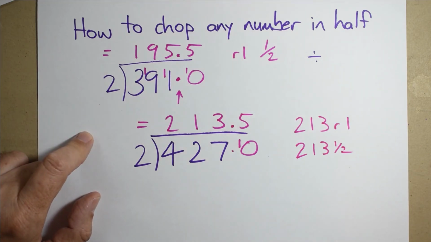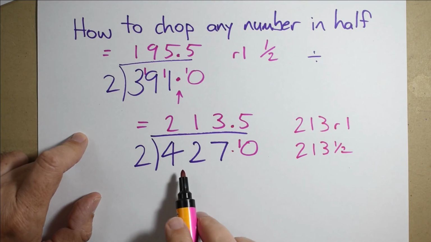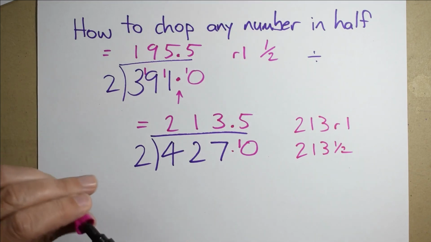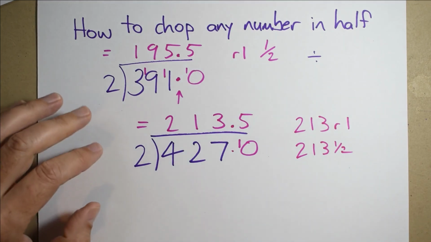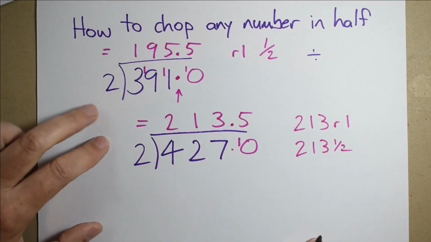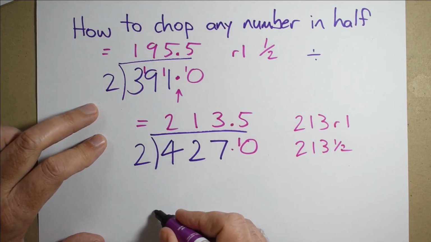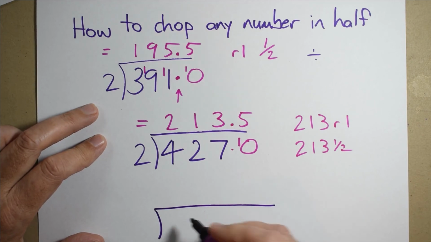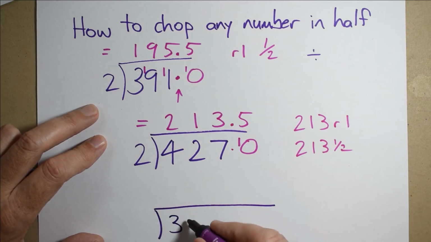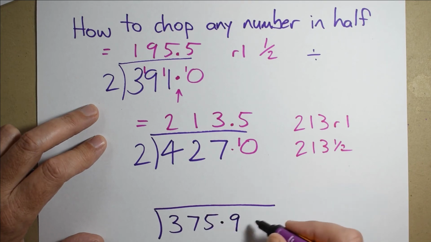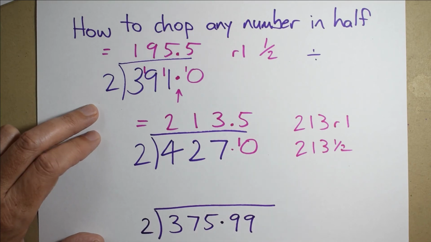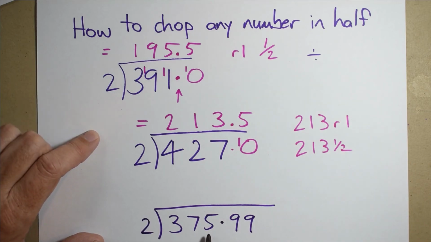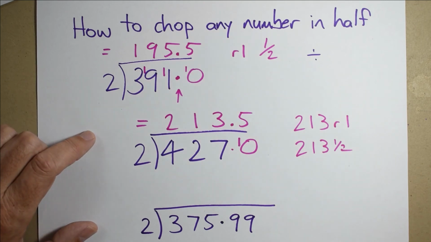Now, this is handy because it works for any number at all, even if they're a bit tricky. They've got decimals, they're crunchy ones. Say you had, let's just make it up, 375.99. We're going to chop that in half. It's a fairly complex number. There's lots of odd digits, there's a decimal at the end. The strategy still works though.